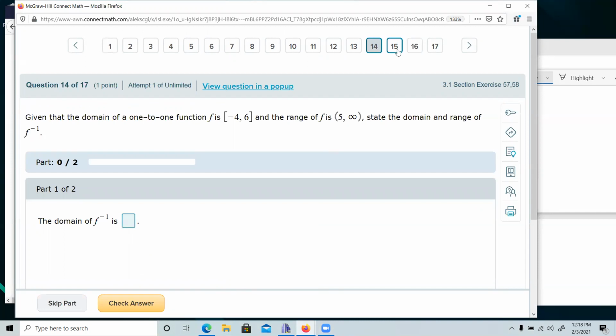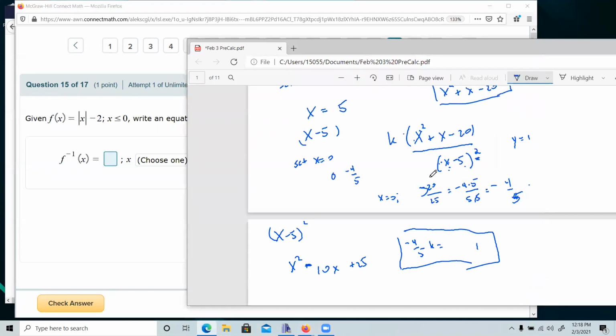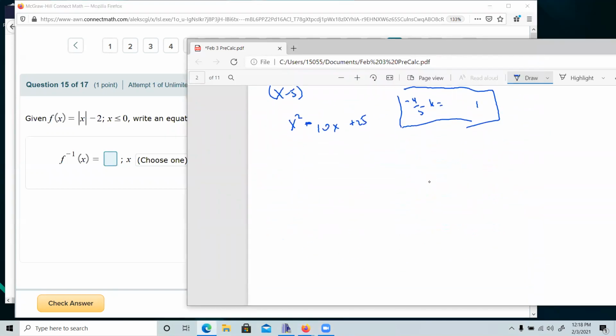Okay, let's look at this one for a moment. Okay, so f of x equals absolute value of x minus 2 for x less than or equal to 0. Okay, so what we're looking for is something like this, right? Using our function transformations, we're going to have absolute value, right, which is here, and we're going to move it down 2 because that's a vertical shift.